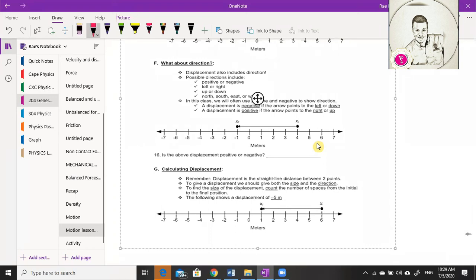Yes, so the reason why it's negative is because it's moving to the left. Okay, sir, I understand that now. Precisely. And we always say that displacement must have a magnitude, or we call it size as well. So the 5 would be the size, the magnitude, and then the negative would represent the direction.